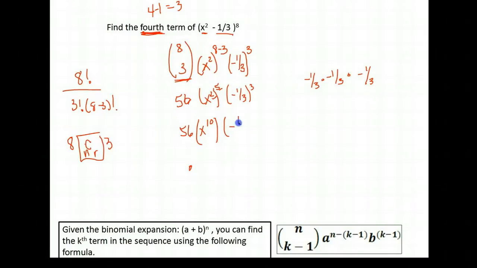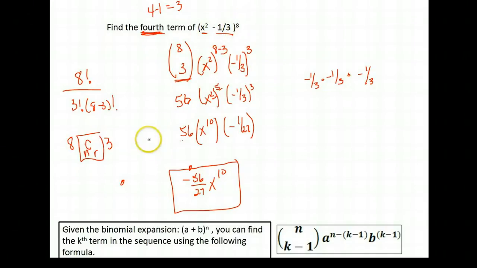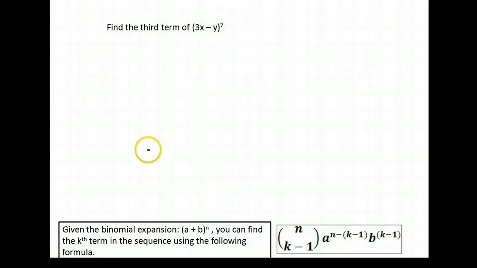You will get negative 1/27, negative 1 on top, 27 on the bottom. Notice it is negative. And then we go ahead and simplify. So we multiply 56 times 1/27. That gives me negative 56 over 27, and then I had an x to the 10. So again, with that fraction and to the 8th power, I'm glad I didn't have to expand that whole thing to find my answer.